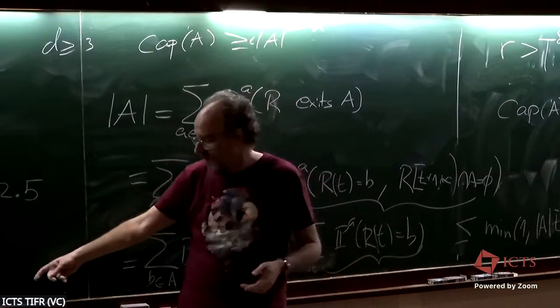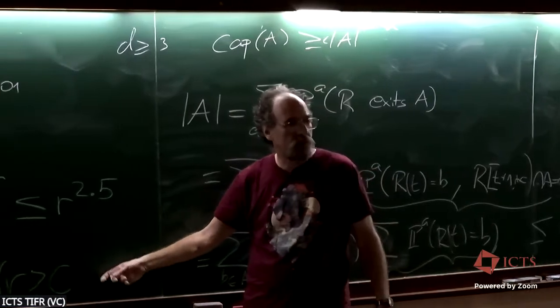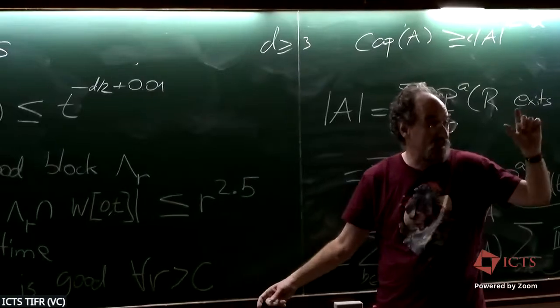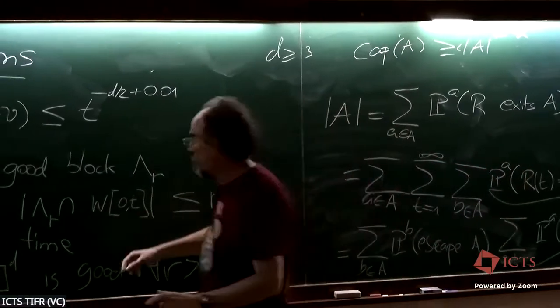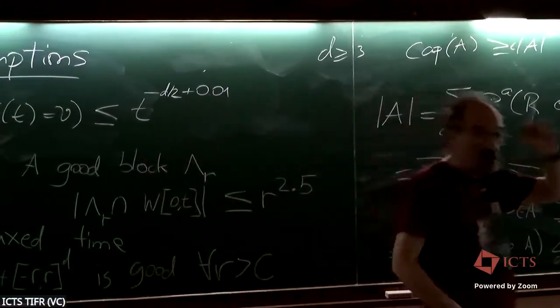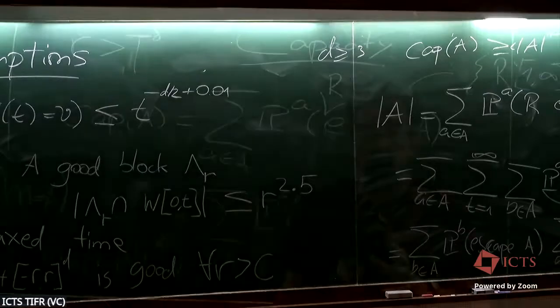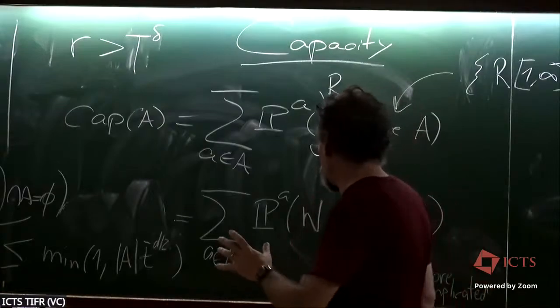But you remember what was written here is that with high probability, you have lots of relaxed times at scale R^epsilon. So you lose this epsilon in the connection. But eventually, other than that, this is the only thing that has to be changed in this classical proof to make it work for the ones' capacity.